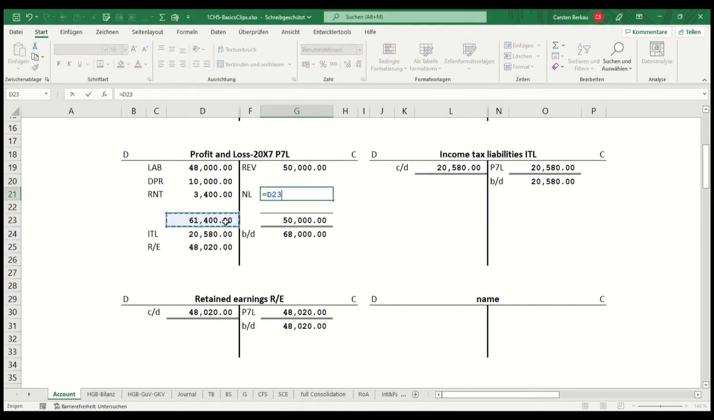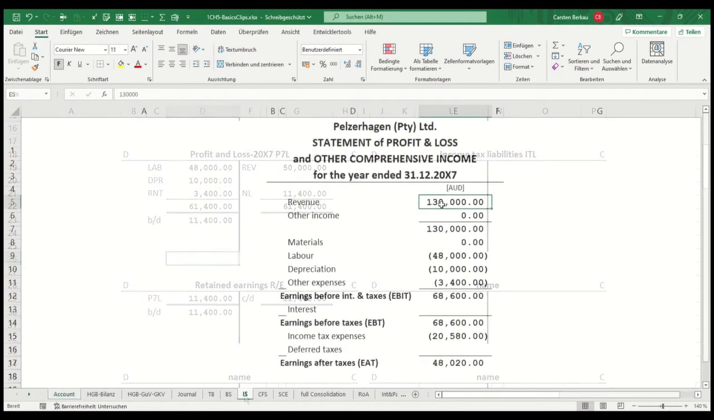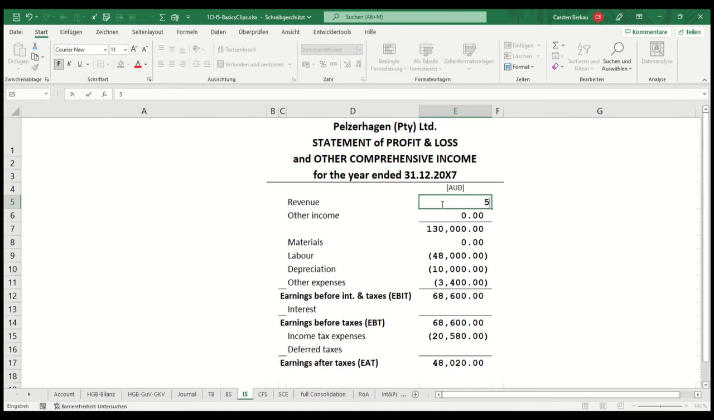The net loss is 61,400 less 50,000. Now we do not make any bookkeeping entry for income taxes as they don't apply. We record the entry for retained earnings on the debit side of the retained earnings account. On the income statement, we change the 130,000 to 50,000 to get the other situation, and we see instantly that the earnings before taxes will be negative, so the taxes will be zero. Income taxes will only be calculated once the earnings before taxes are positive, otherwise they will be zero.